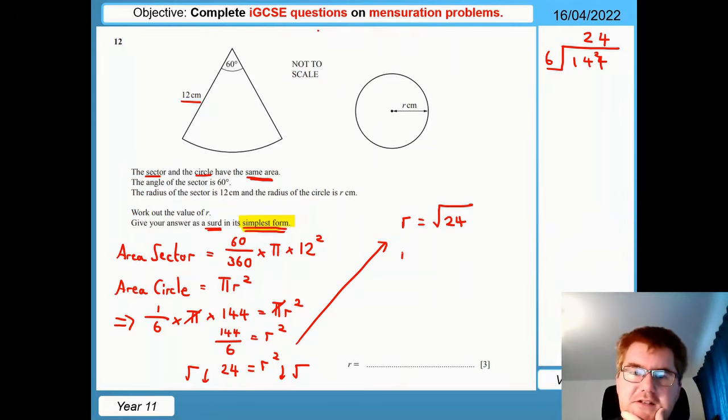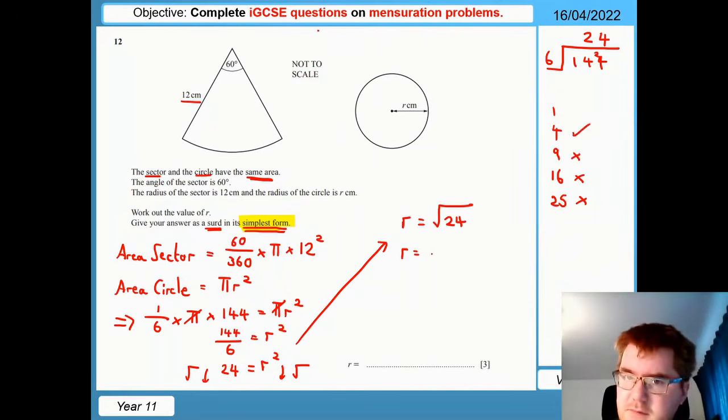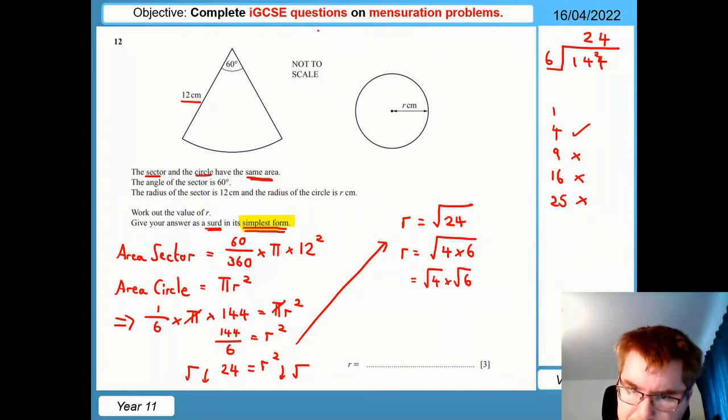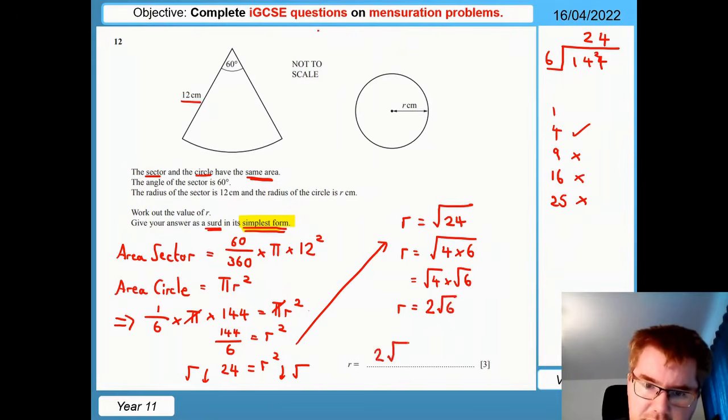So remember, to simplify surds, we're looking for the highest square number that fits in. So if I write down some of the square numbers here, 25 doesn't fit in, 16 doesn't fit in, 9 doesn't fit in, but 4 does. So we can break this down into 4 times 6. Notice 12 times 2 doesn't work because neither of them are square numbers. Then we can separate out the surds. And then finally we can write our final answer. So the square root of 4 is equal to 2. And then we get our very final answer of 2 root 6.